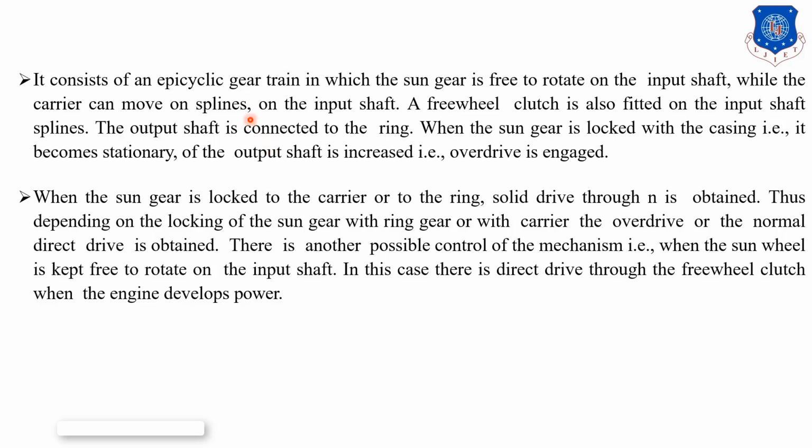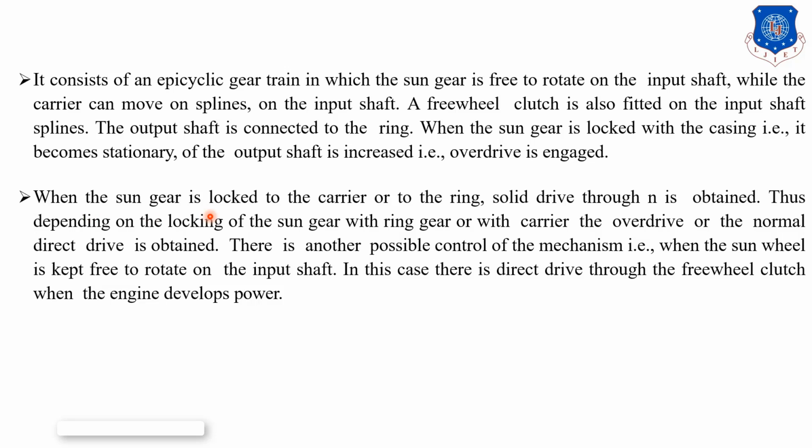Our overdrive gear train consists of an epicyclic gear train in which the sun gear is free to rotate on the input shaft, while the carrier can move on a spline on the input shaft. A free wheel clutch is also fitted on the input shaft spline, and the output shaft is connected to the ring gear. When the sun gear is locked with the casing, that is, it becomes stationary, the speed of the output shaft is increased, and that is overdrive engaged. So we get an overdrive engagement.